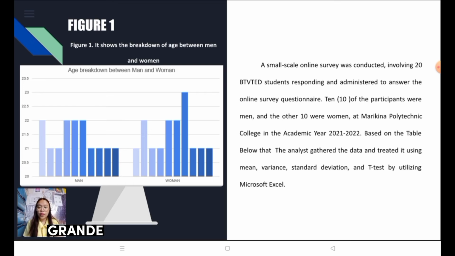As you can see, we gathered 20 students from BTVTED, specifically BTVTED courses from Marikina Polytechnic, with 10 participants who are men and 10 who are women. Among the men, 6 are 21 years old and 4 are 22 years old, equal to 10 men. Among the women, 6 are 21 years old, 3 are 22, and one is 23 years old. Those are the age breakdowns of the two populations. The interpretation of our study here is that there is no significant difference between the level of men and women.